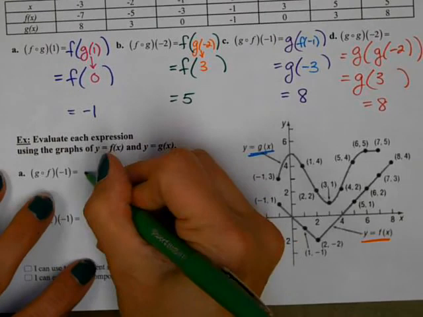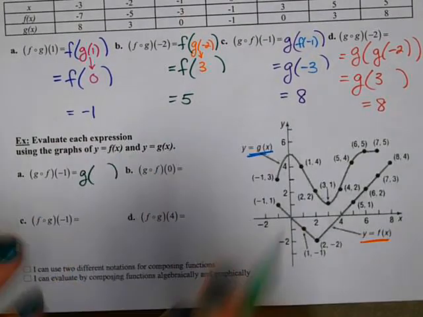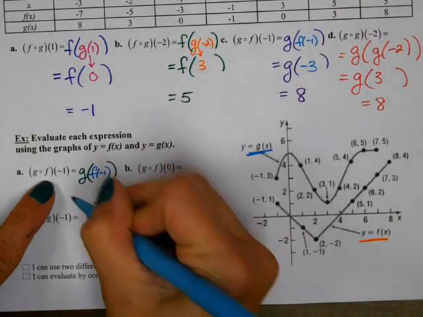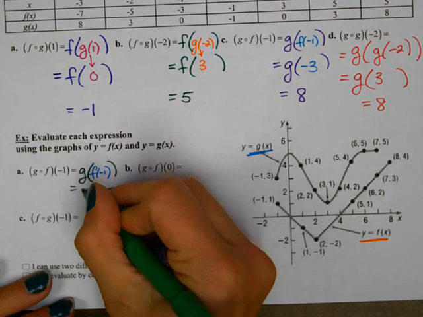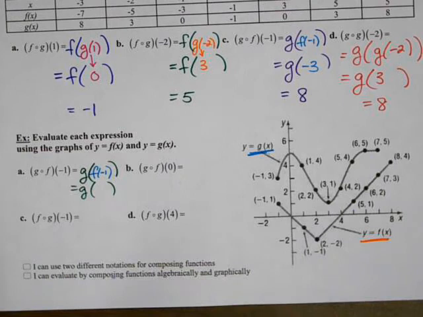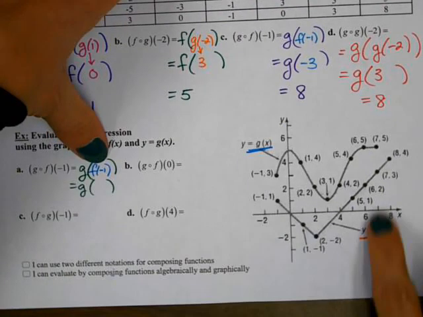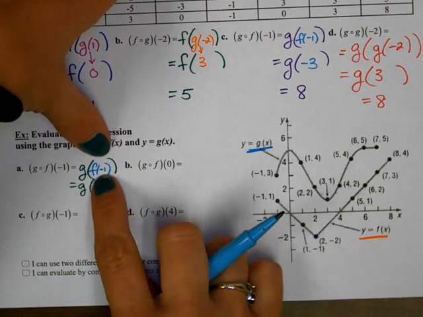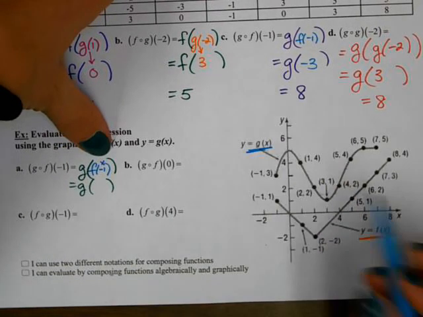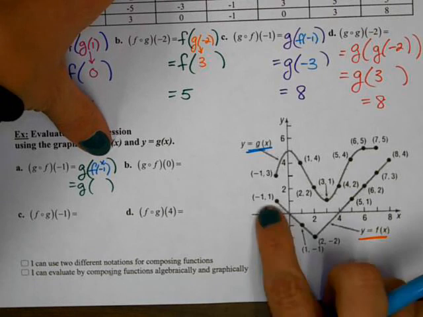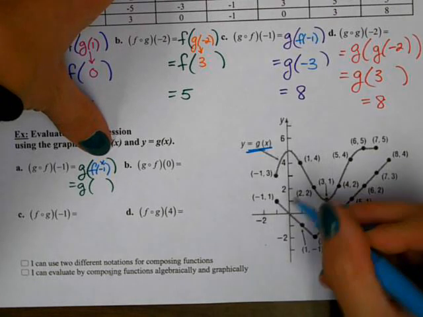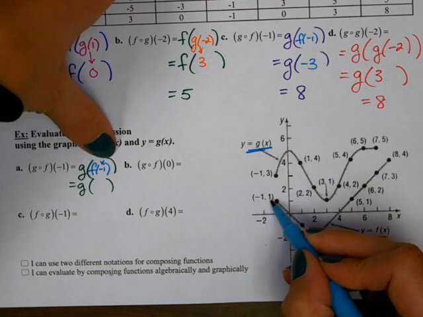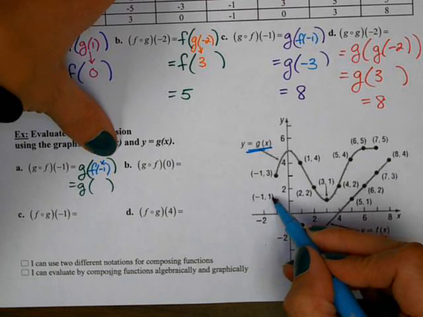We've got g of f of -1. Okay, so we're going to write the g letter. And the first thing I need to do is go to the f function, which is down here. It's this v graph. And you need to find -1 as the x value. Oh, here it is. So here's the point I'm looking at. -1 is the input. What's the output? You just look at the y value, 1.